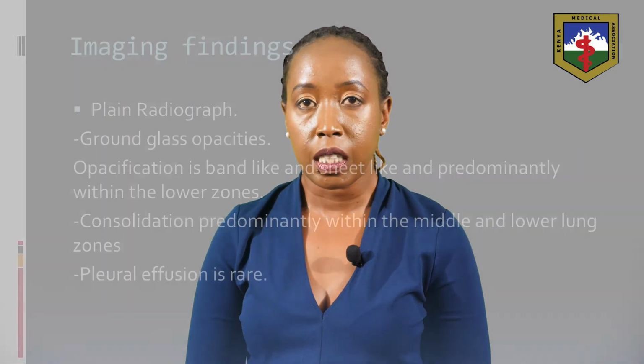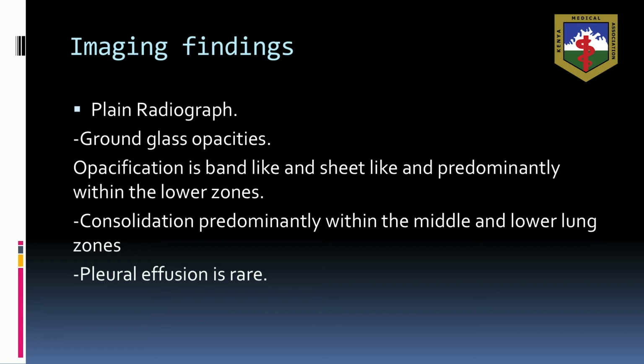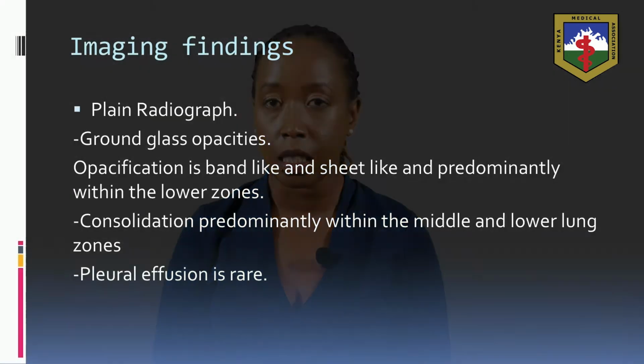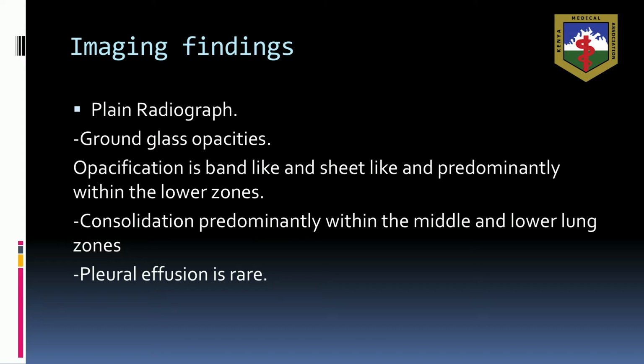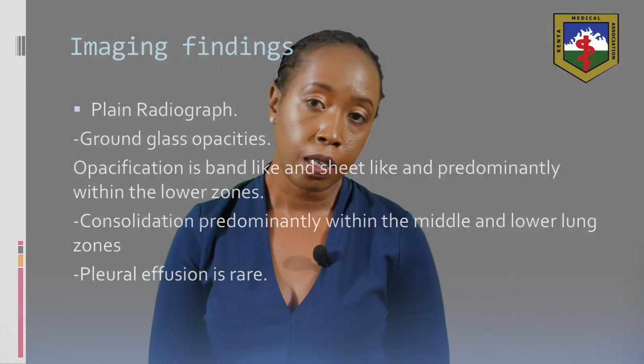So we'll start with one of the commonest imaging findings. This is a plain radiograph. This is one of the most baseline imaging modalities that are used. In this you expect ground glass opacities, opacification, which is band-like and sheet-like, and predominantly within the lower zones. You also get to see consolidation still within the middle and lower lung zones. It's very rare to get a pleural effusion, and by the time you're getting a pleural effusion, then you must be thinking of something else, or the severity of the illness is much, much more.